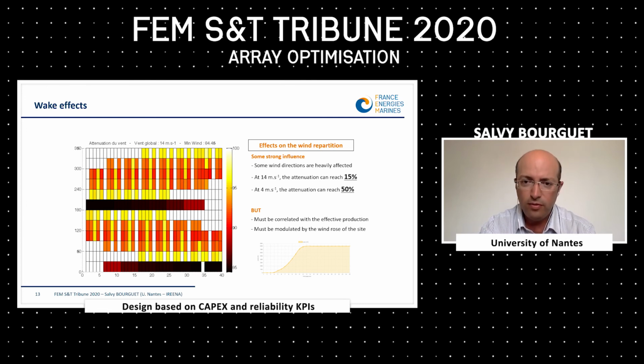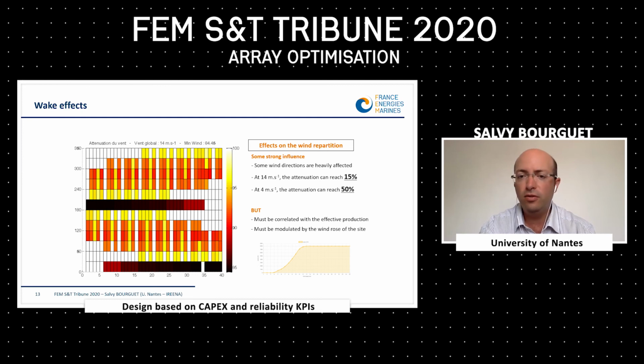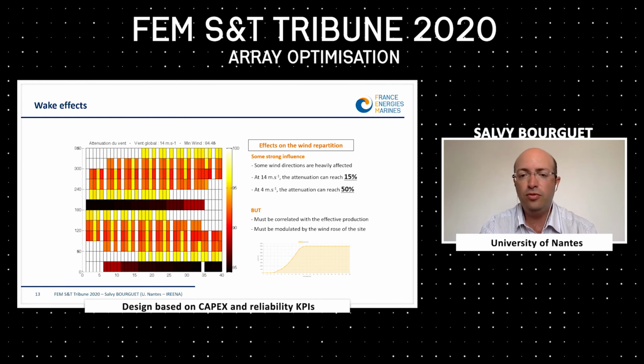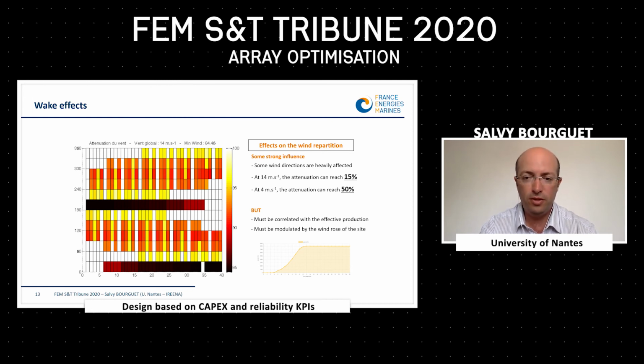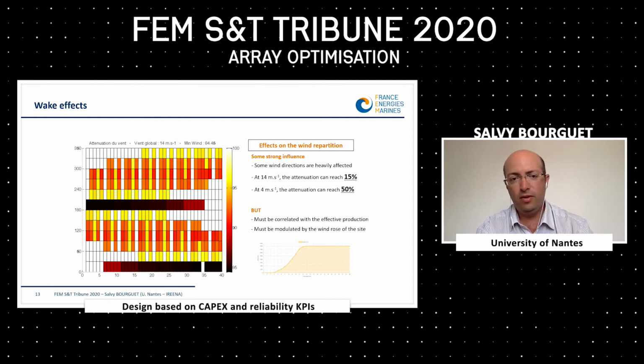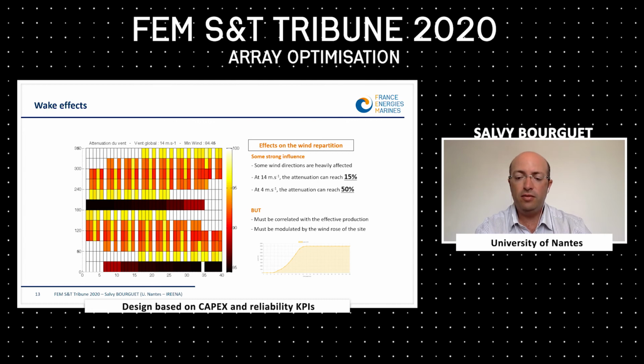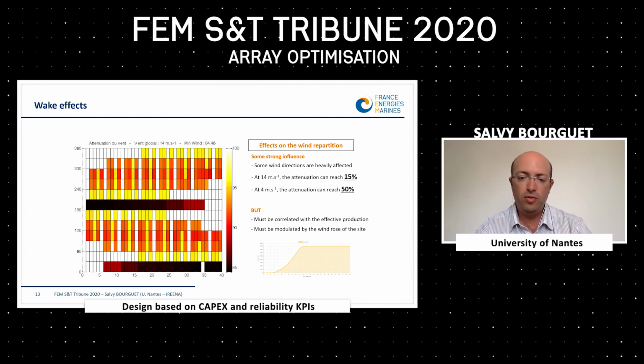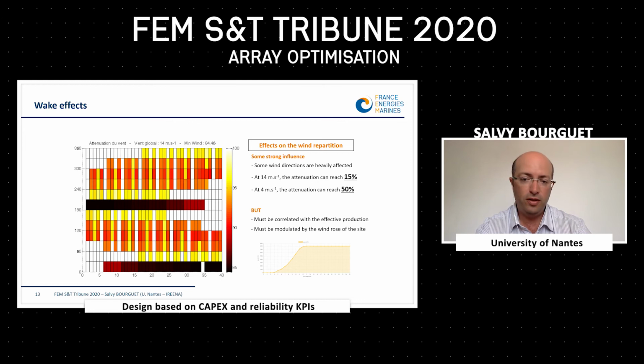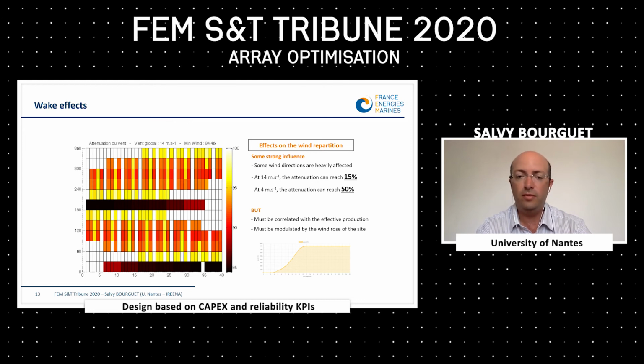So, for instance, at 14 meters per second on this figure, we can see the attenuation can reach about 15%. And if we go to 4 meters per second, for instance, the attenuation can reach 50% with the Jensen model of the wake effect. But at this stage, it doesn't really represent the final production, so it must be correlated with the effective production and modulated by the wind rose of the site. But that's the first step.